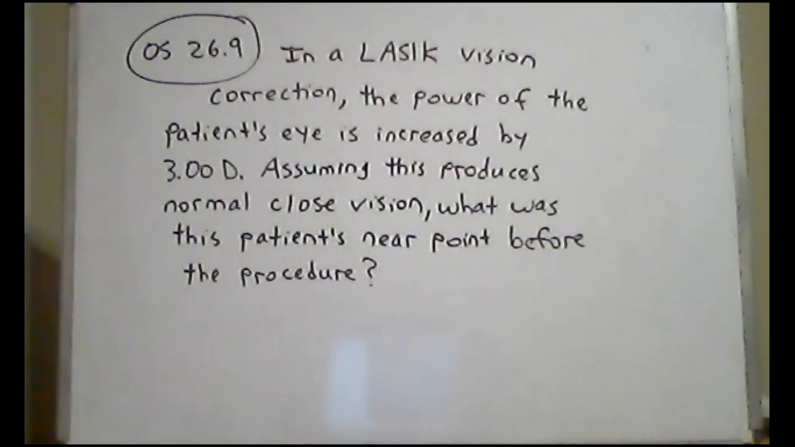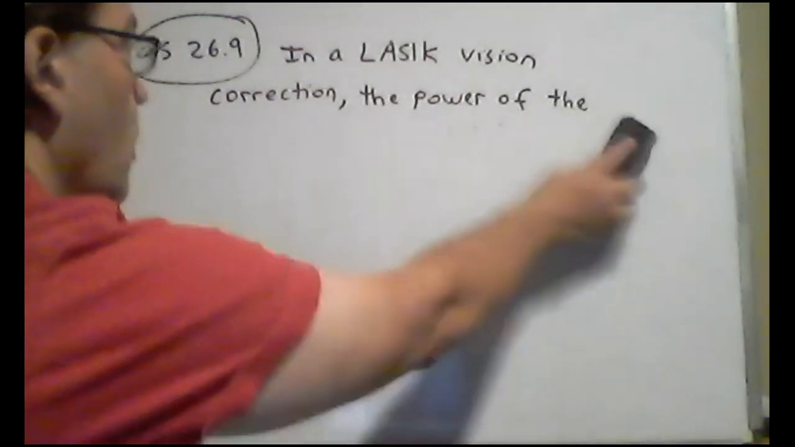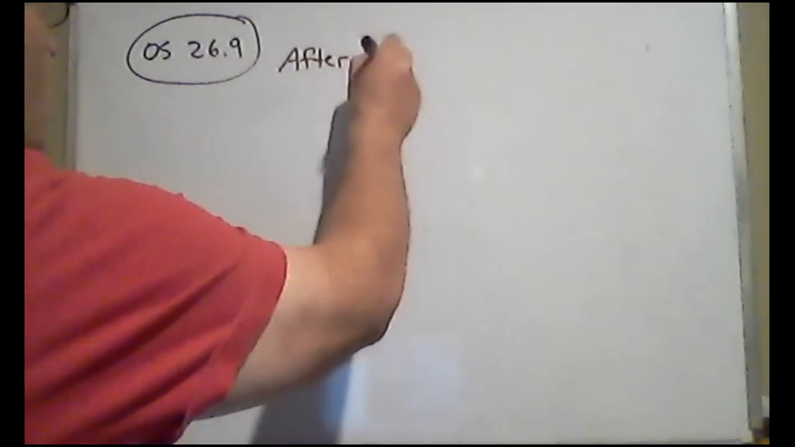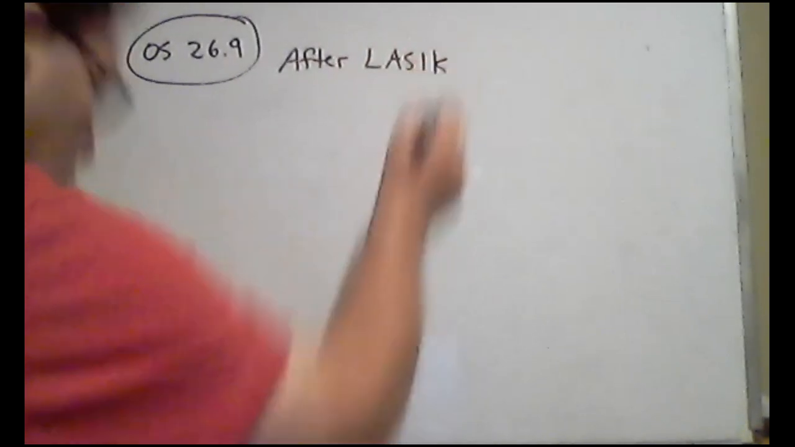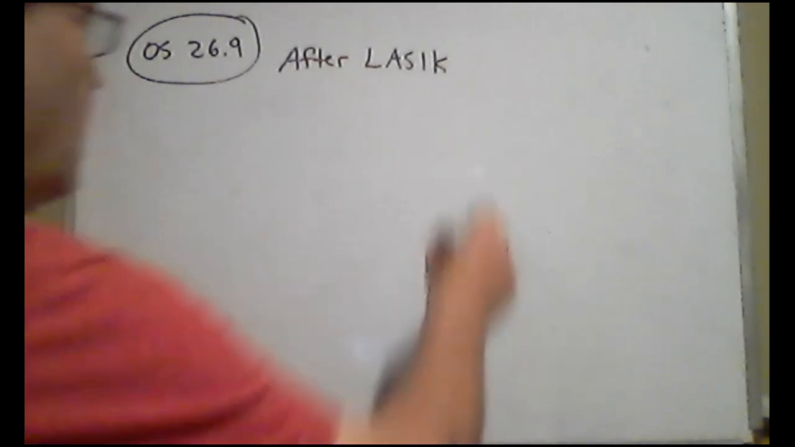Okay, so again, what are we shooting for? Well, we're shooting for a near point of 25 centimeters. So this person gets LASIK, and after LASIK, his vision should be perfect. According to this problem, what was it before? All right, so after LASIK, we assume the person's eyes work ideally.